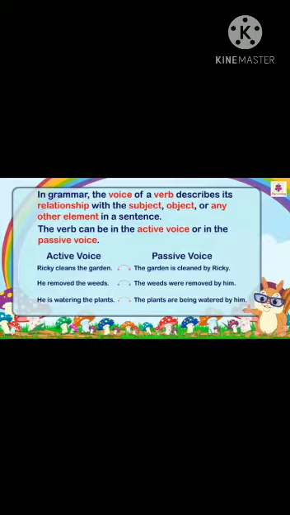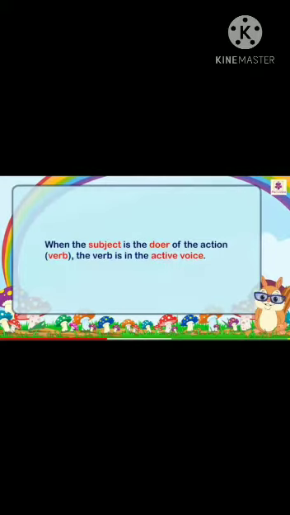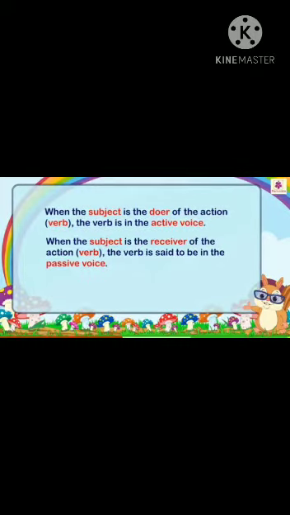See other examples also. He removed the weeds. And in passive, the weeds were removed by him. Clear? Now see, when the subject is the doer of the action, the verb is in active voice. When the subject is the doer. Doer means काम करने वाला. When the subject is the receiver of the action, the verb is said to be in the passive voice.